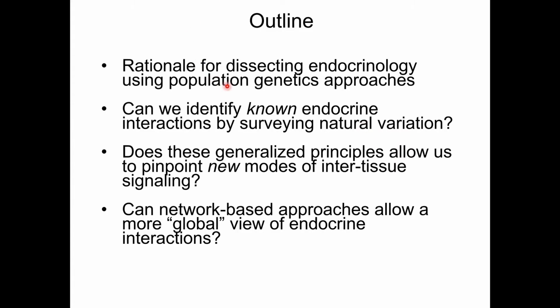The way that I have this talk outlined is that I really just want to provide a rationale for why endocrinology can be studied in the context of population genetics. After providing this rationale, I want to give you an example of whether we can pick up modes that we know whereby tissues communicate just by simple surveys of natural variation. Then I'll move on to modifying these generalized approaches and highlight a few examples for how we can pick up ways that one tissue talks to another tissue.